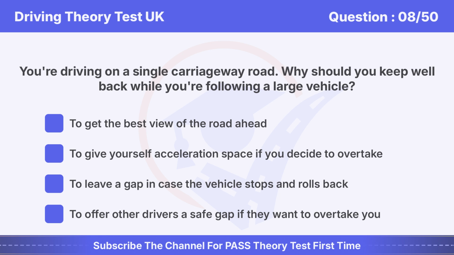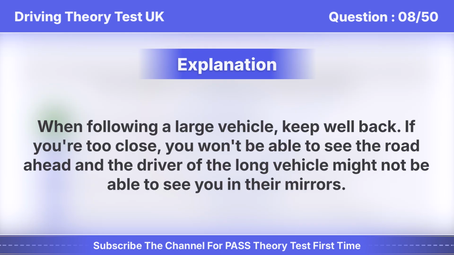Question 8. You're driving on a single carriageway road. Why should you keep well back while you're following a large vehicle? Answer is A. To get the best view of the road ahead. When following a large vehicle, keep well back. If you're too close, you won't be able to see the road ahead, and the driver of the long vehicle might not be able to see you in their mirrors.